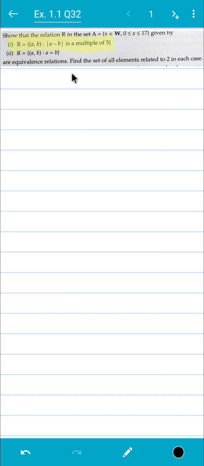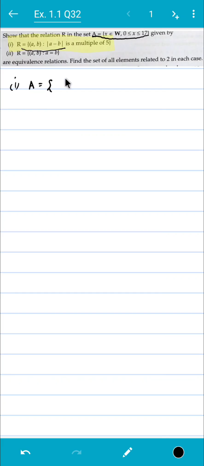This question can be proved in two ways. Because the set A is finite, we can just list all the elements of A, and then also list all the elements of R, and then we check for all the elements. So let's try to prove using the first method, by listing all the elements of A and R.